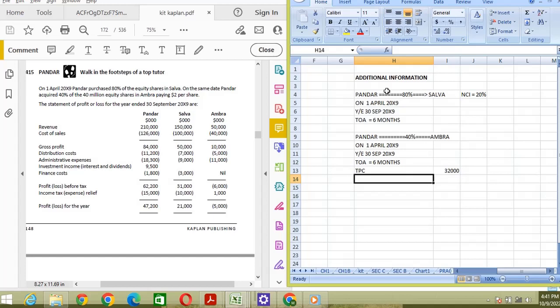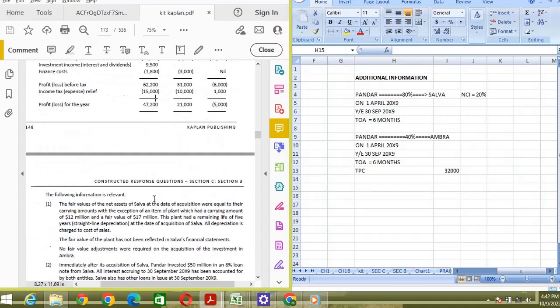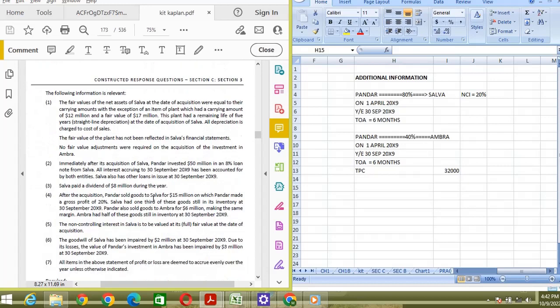Now the statement of profit or loss for the year ended 30 September 20X9 is given. The P&L account has been given for the parent, for the subsidiary, and for the associate. So let's read out the additional information which is given below.